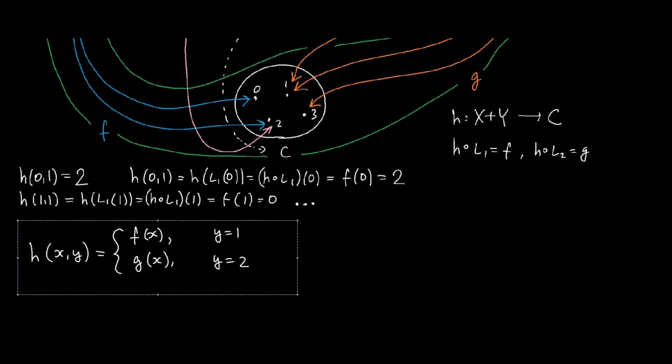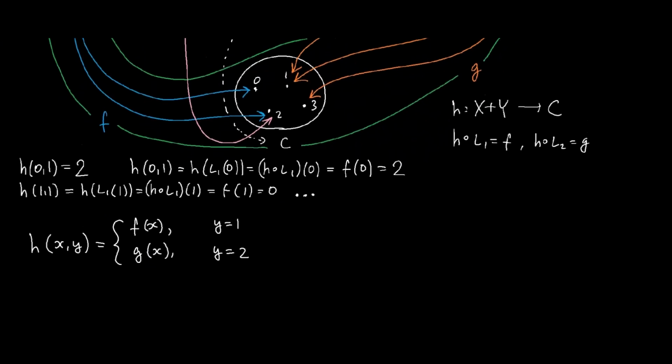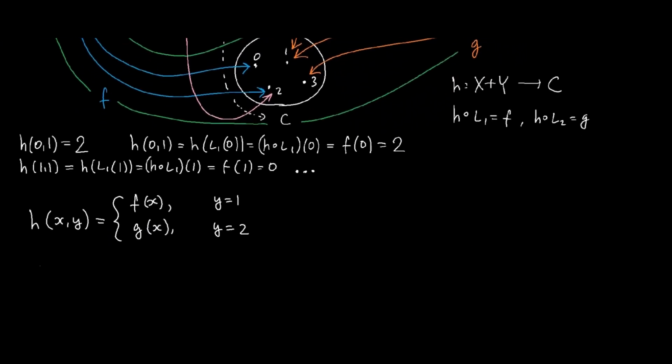And this h is of course a function that's well defined. It's impossible for y to be 1 and 2 at the same time. So every xy will have a unique value. That value will be either f of x or g of x, depending on whether y is 1 or 2. So it's a well-defined function. But moreover, this function is the only function that has the property that h composed with iota 1 equals f, and h composed with iota 2 equals g.